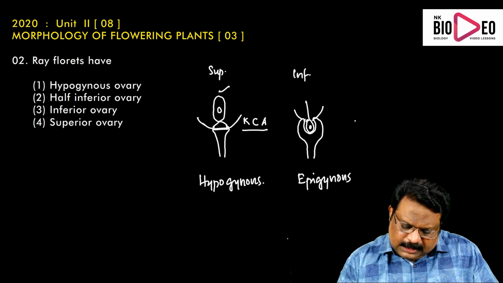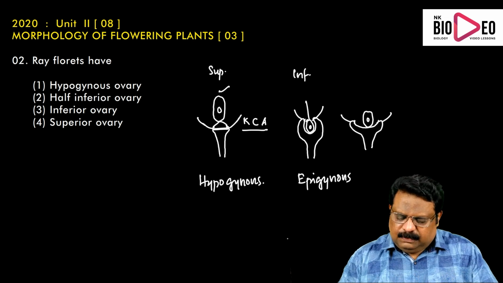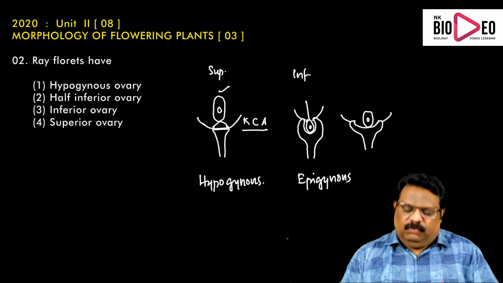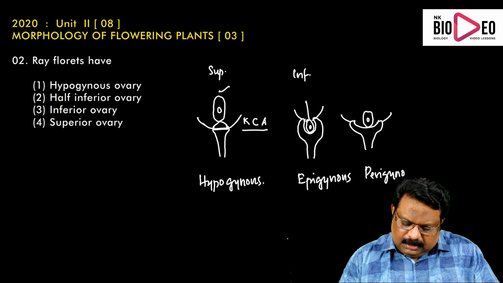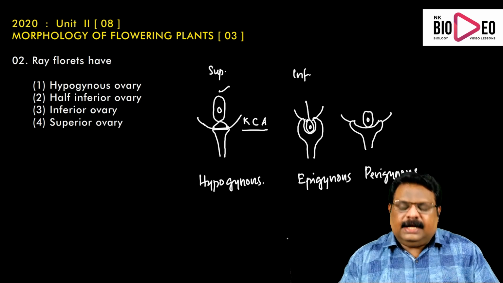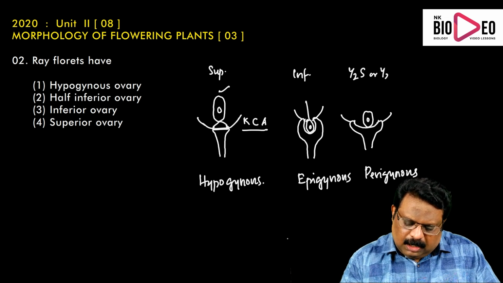So when the shape of the thalamus is like this, the thalamus is a shallow cup and not fused with the ovary wall. This is the position of ovary. The calyx, corolla and androecium will be from these points. So they are peripheral to ovary. So that is called perigynous. They are peripheral to gynoecium. So that condition is called perigynous. So in the case of perigynous, the ovary is considered to be half superior or half inferior.